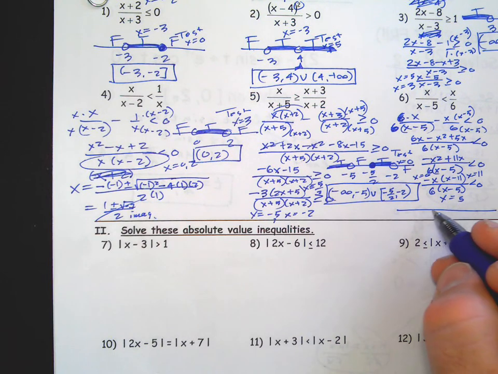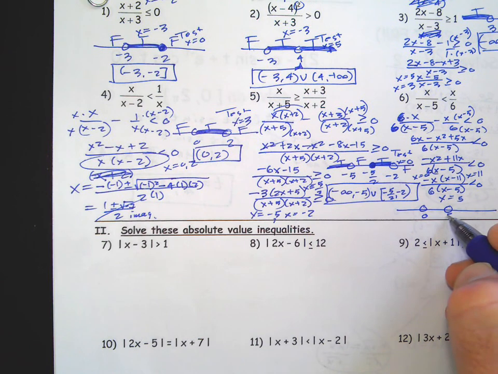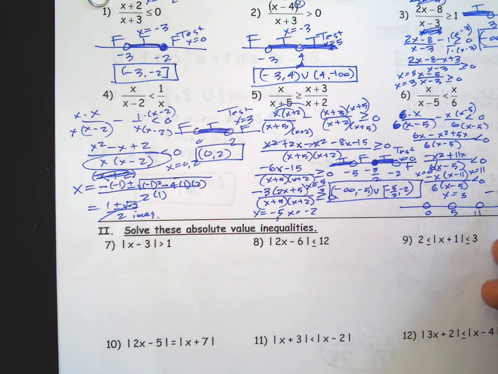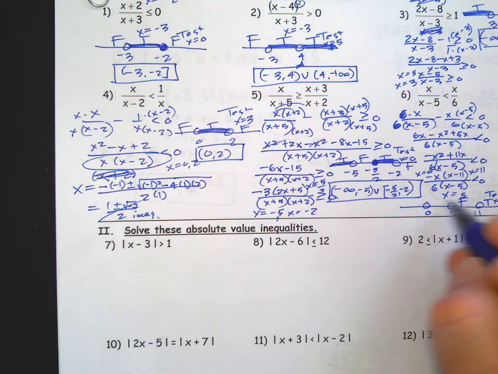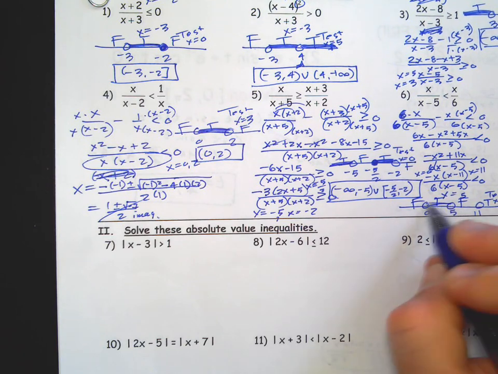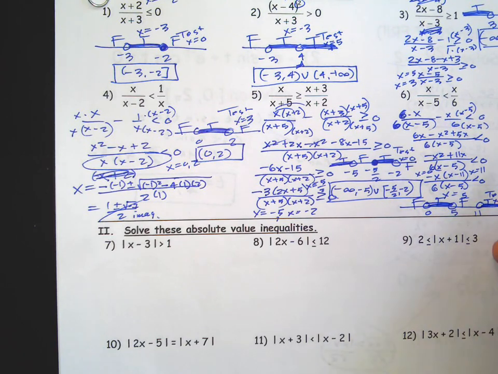So open dot at 0, open dot at 5, open dot at 11. Test x equals 12. Positive, and then we end up with a negative, which is true, false, true, false. So the final answer is parentheses 0 to 5 union 11 to positive infinity.